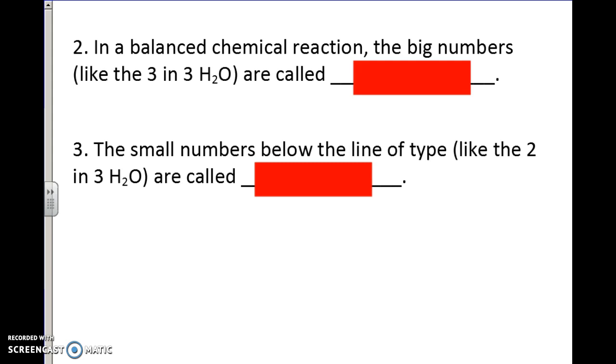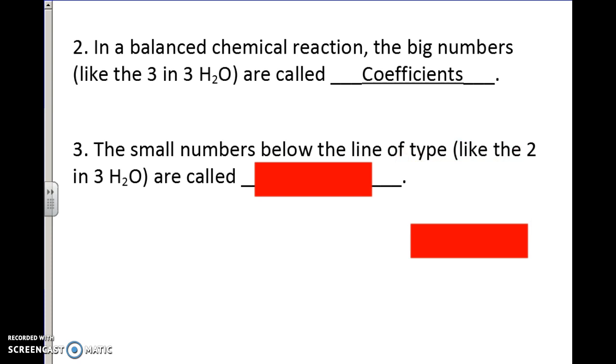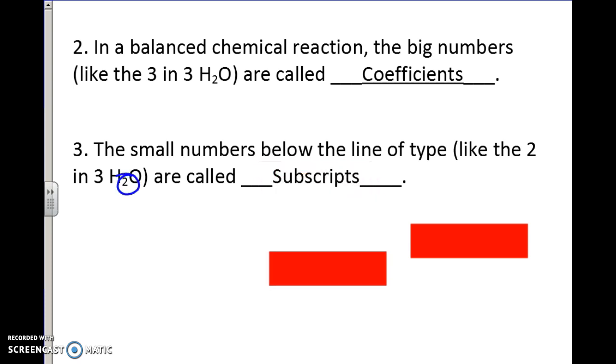Number 2, it says in a balanced equation, the big numbers like the 3 and 3H2O, those would be called, pause it if you need to, but the answer is coefficients. And the small numbers, like this 2 in H2O, those would be called subscripts. Both of those have infinite number of sig figs.